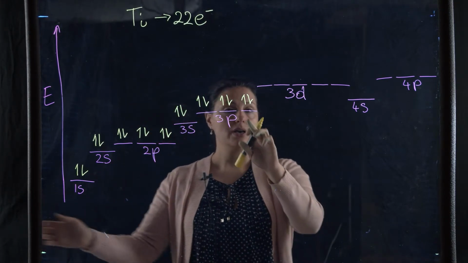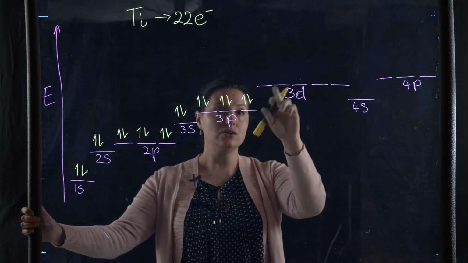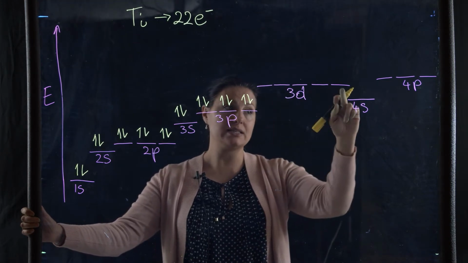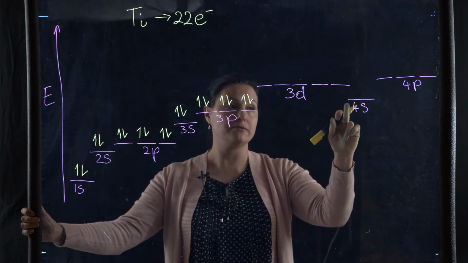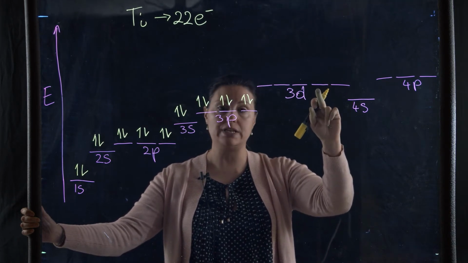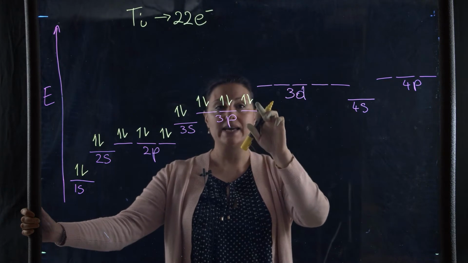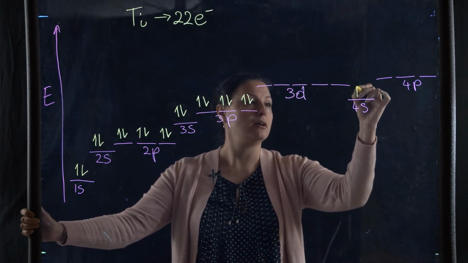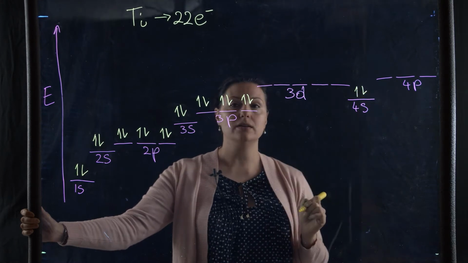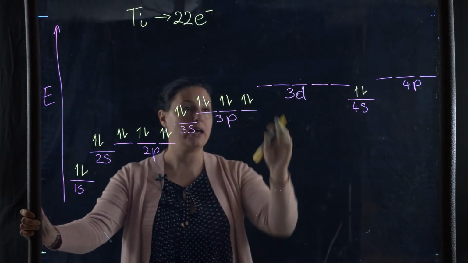Now note, we don't go to 3d after 3p because 3d is higher in energy than 4s. Do you see where 4s is? We have to fill this first before we move to 3d. So I had 18 up to here. 4s will take 19 and 20. Now I have 2 more electrons, and they have to go.